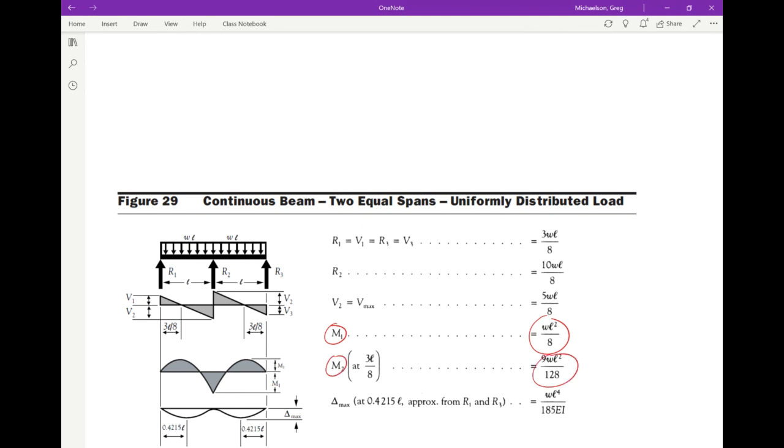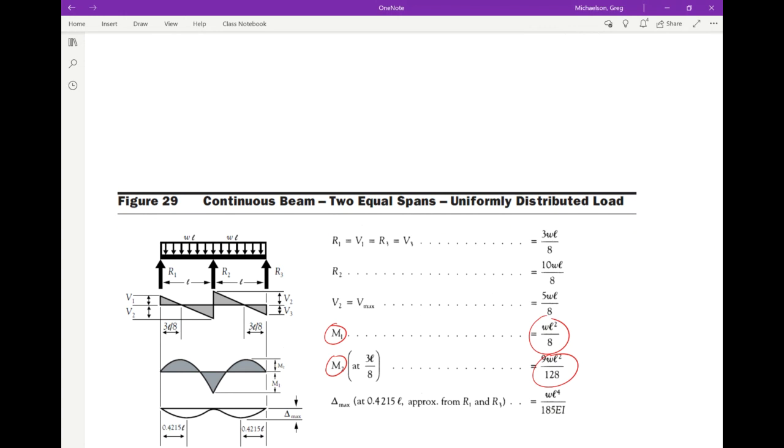Why doesn't it just list M max? If I look at those formulas, which one's bigger, M1 or M2? Just tell me which one's bigger. WL squared over 8 or M1? M1, exactly right. M1's bigger. WL squared over 8 is going to be bigger than 9 WL squared over 128. So why doesn't it just list one value? Why does it list two?